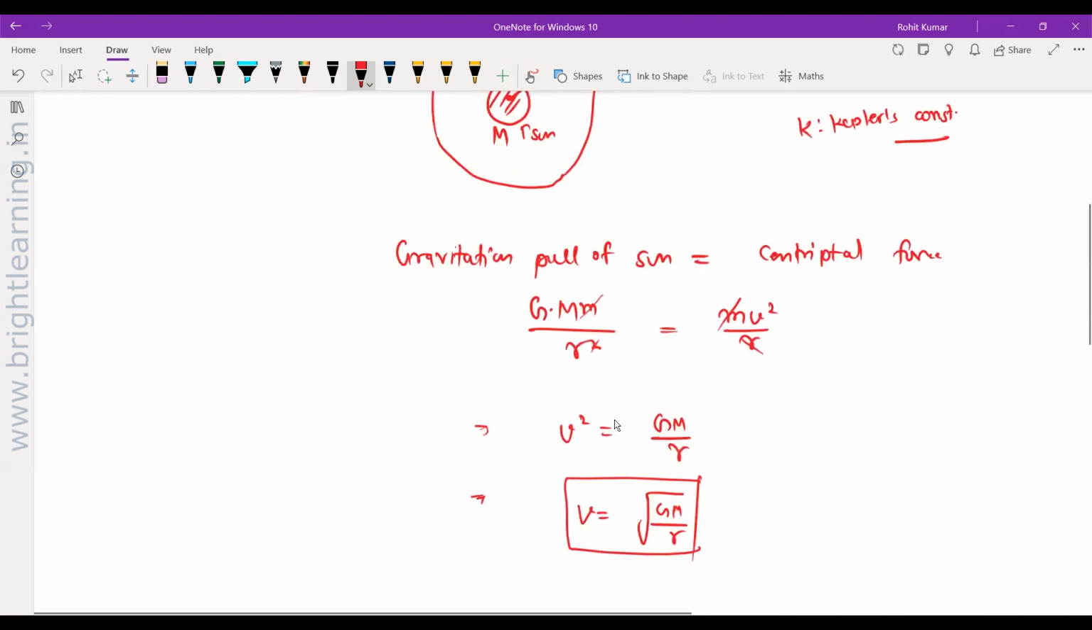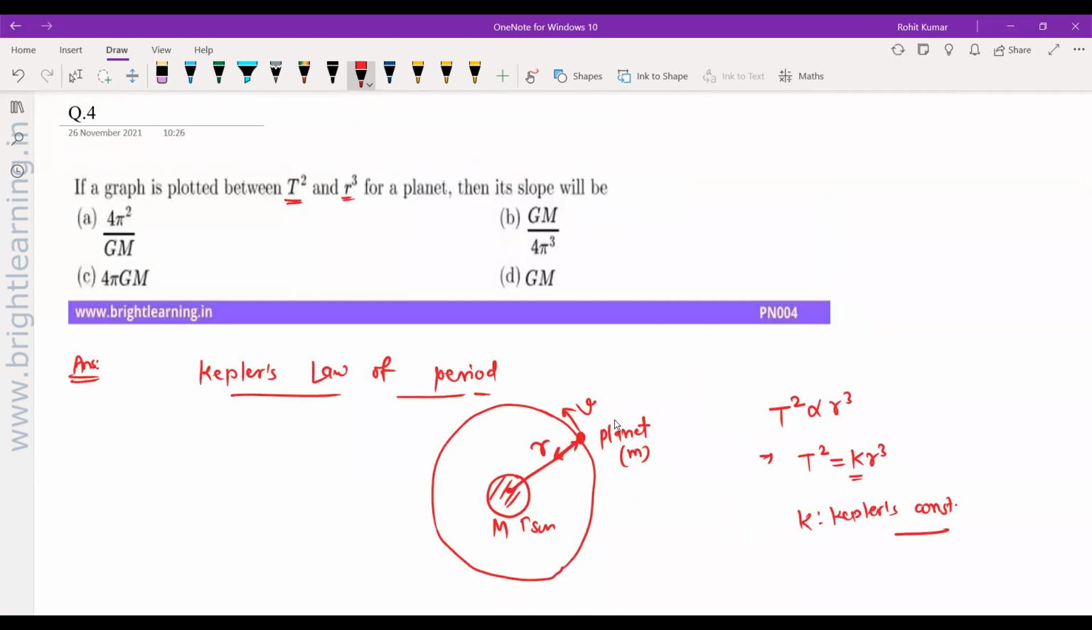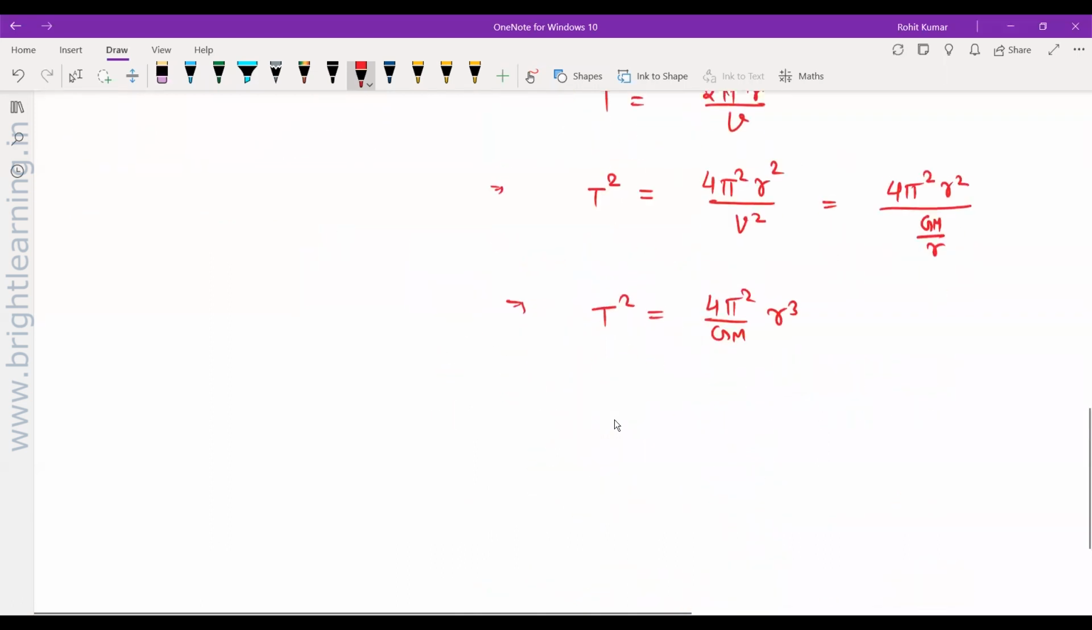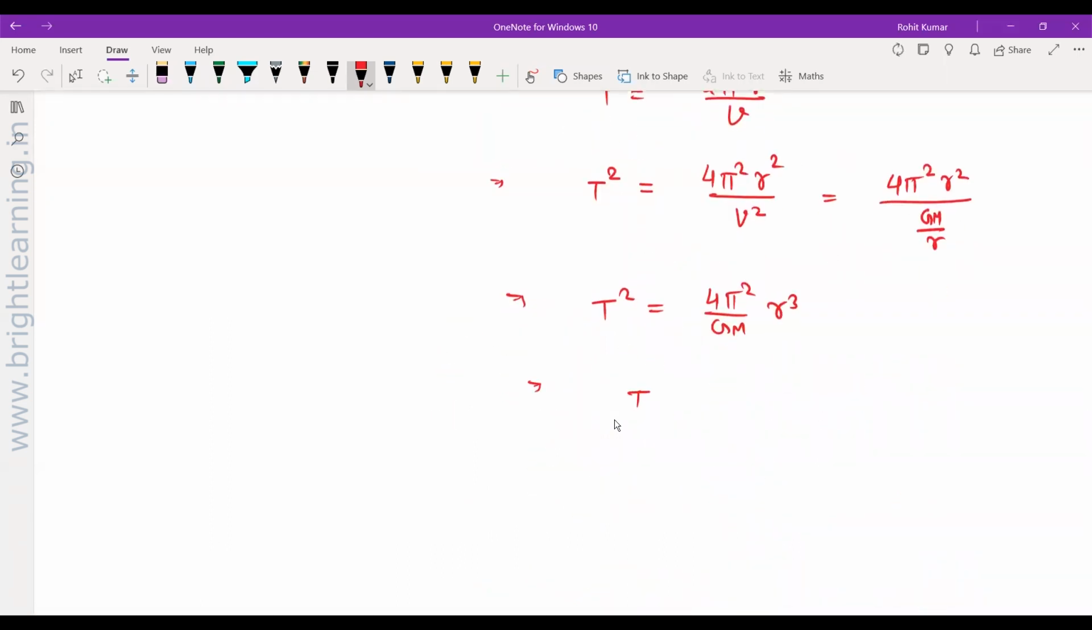Now we have been asked in the question to plot a graph between T square and r cube. If we look at T square and r cube, we can say that T square is directly proportional to r cube. T square is some constant into r cube. So this graph should be a straight line. Okay. So we are plotting T square against r cube. We can say that this graph will be something like this.